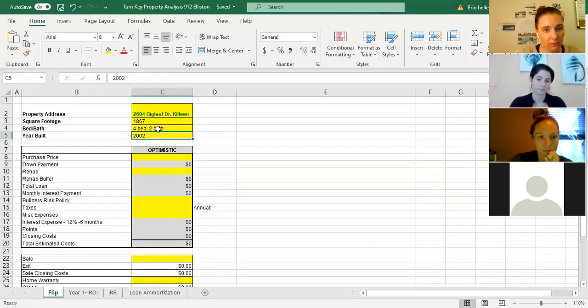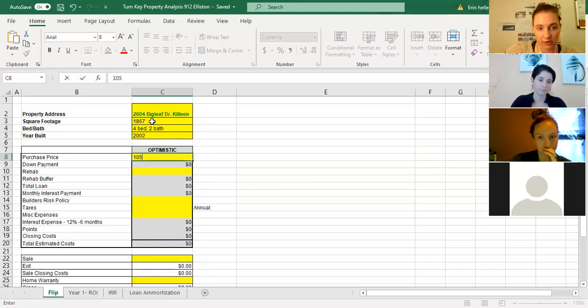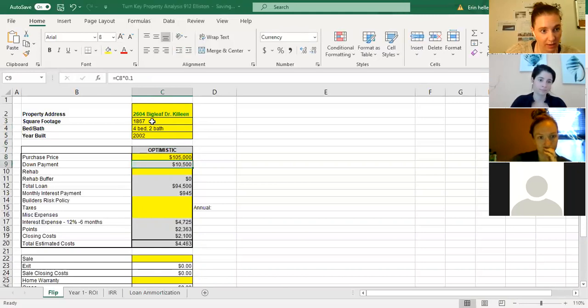Okay, all right, so we have our property data up here at the top. Square footage 1867, 4 beds, 2 baths, built in 2002. The current list price on this one is $105,000. And the scenario that we're going to run right here is a hard money scenario.